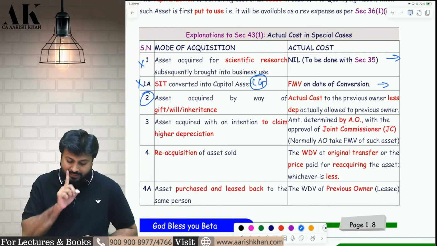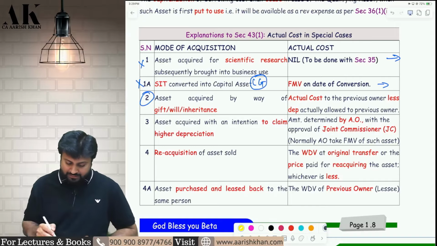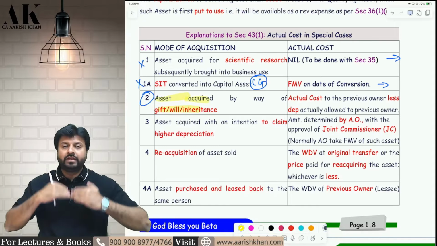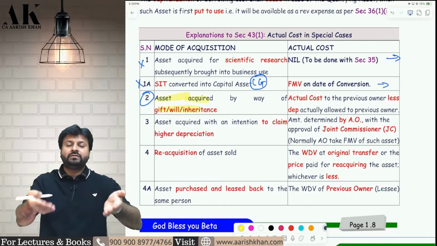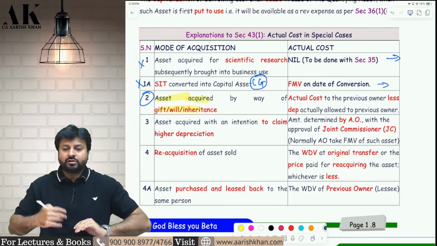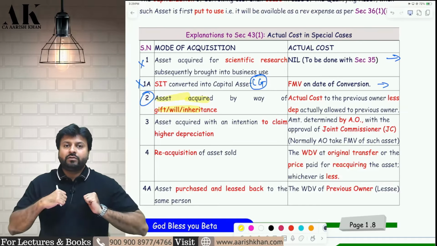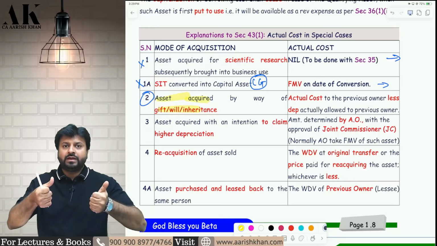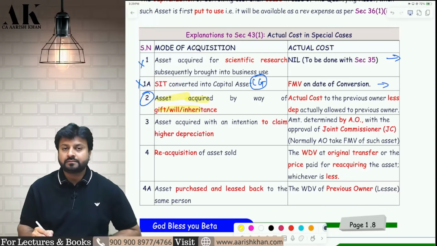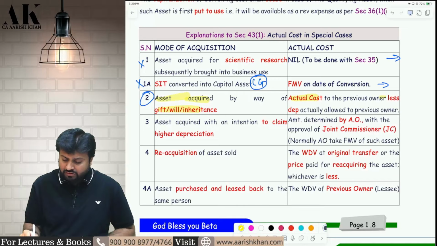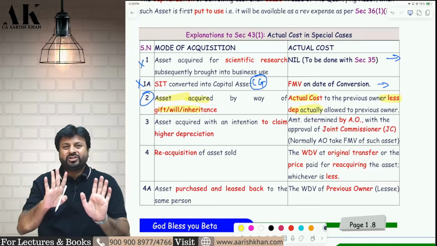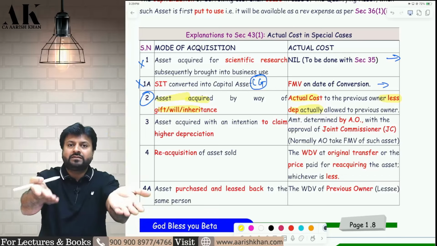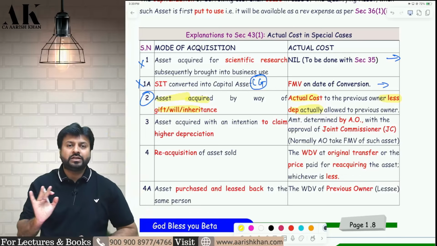So I am starting with the next explanation. What is this explanation? Where an asset is acquired by way of gift. Somebody has gifted me an asset, given me an asset on will, or given me an asset on inheritance. So if I have got the asset by way of gift, will, or inheritance, then what is the actual cost? Then actual cost is the actual cost to the previous owner who has gifted me, less depreciation actually allowed to that person. In short, whatever is the WDV in the hands of that person, that will become my actual cost. I hope it is clear to all of you.